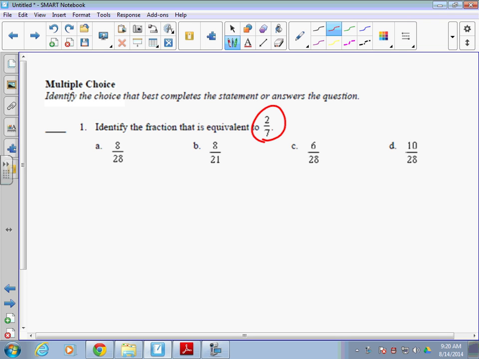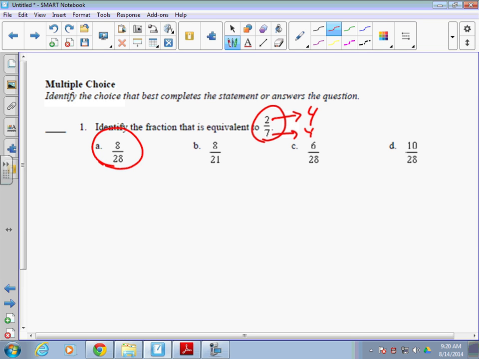You look at the very first one, the top number says 8. So if you have to multiply that top number by 4 to get 8, then the bottom number, when you multiply it by 4, you should get 28. 7 times 4 is 28. A is the correct answer.